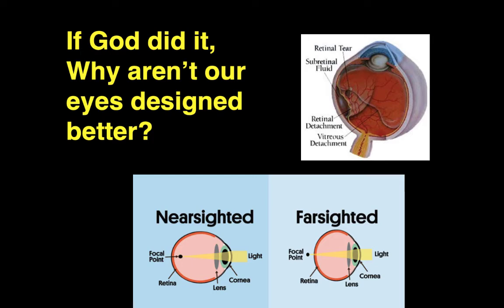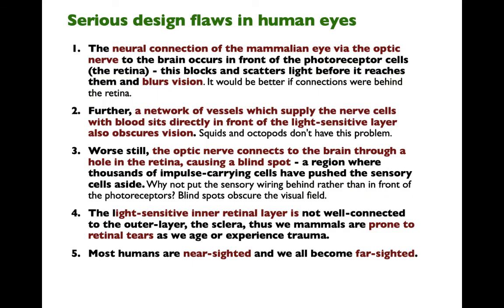Almost half of humans are nearsighted naturally, at least at some point in their life. This can be corrected now, and of course, as we age, presbyopia, farsightedness, occurs. So we have retinal tears, we're nearsighted, we're farsighted, we've got blind spots. These eyes are not the best eyes in the animal kingdom, by the way. Octopus, squids, crabs, birds have better eyes. So there are these serious design flaws in human eyes. I'll mention the 5 from the video.